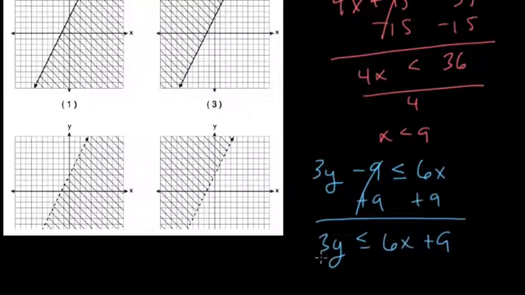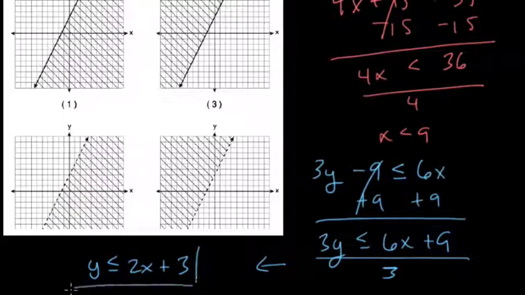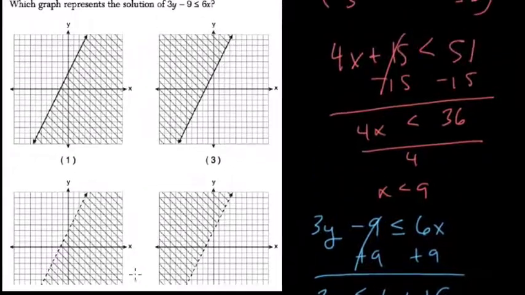And I want to know what y is, so I divide everything by 3. And what that will do is I get y is less than or equal to 2x plus 3. Right, because 6 divided by 3 is 2, and 9 divided by 3 is 3. So here we have, notice that y is less than or equal to. That means the line has to be solid.